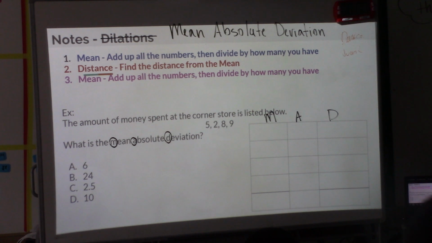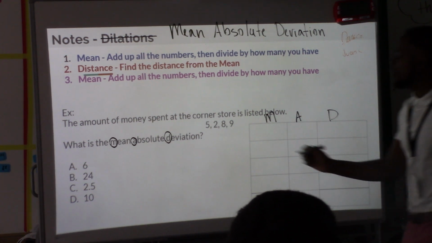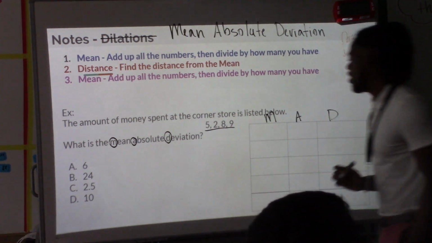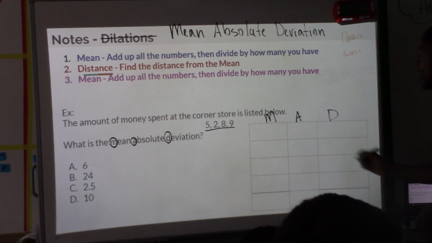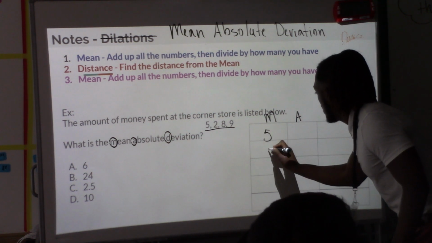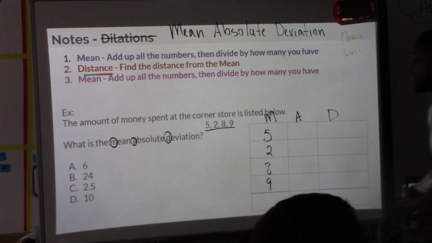So now, when we're solving it, we're going to draw our MAD chart, and then the first thing we're going to do is underline our numbers. All right? So we underline our numbers, and then we're going to take those numbers. You don't have to write it down, you're just watching. And we're going to write down our numbers first. This is my first step.